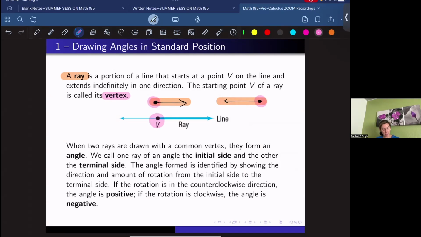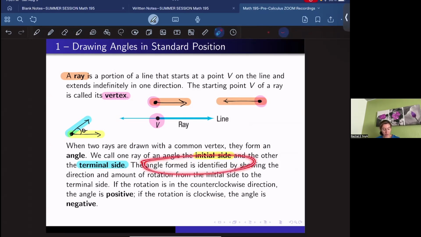And then we have, when two rays are drawn with a common vertex, they form an angle. So what does that look like? We have a ray here, and then we have a ray here. Oh, what do we have? An angle. We'll call this angle theta. We call one ray of an angle the initial side. We have our initial side, and then the other ray is known as our terminal side, which we're going to be utilizing a lot in this section and later sections.